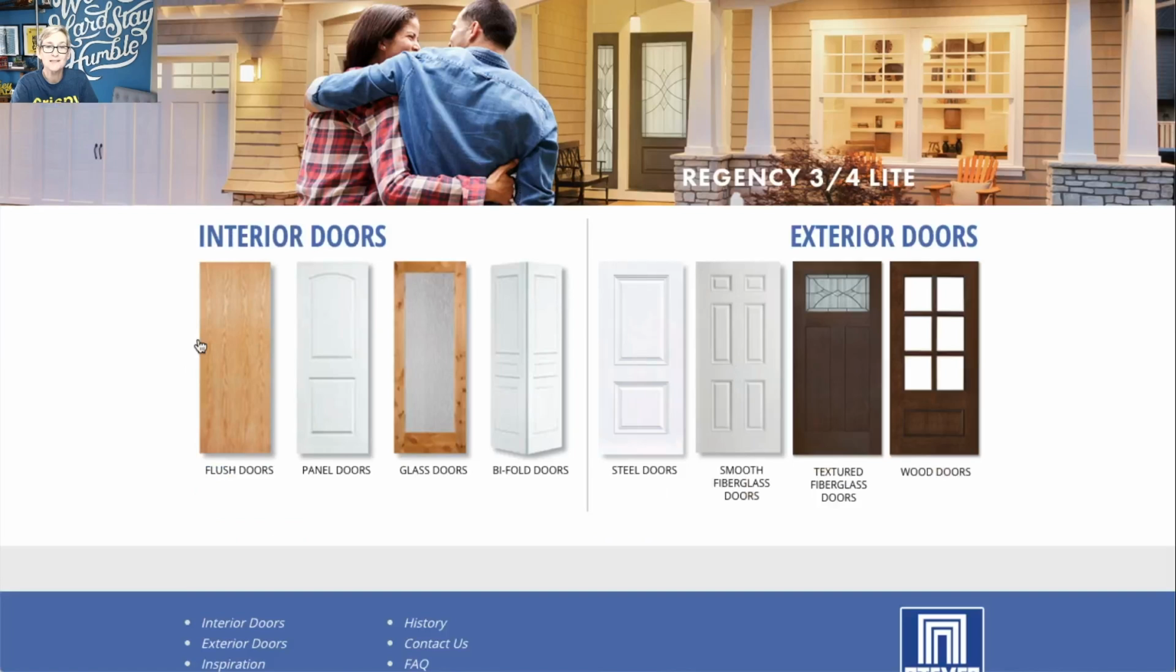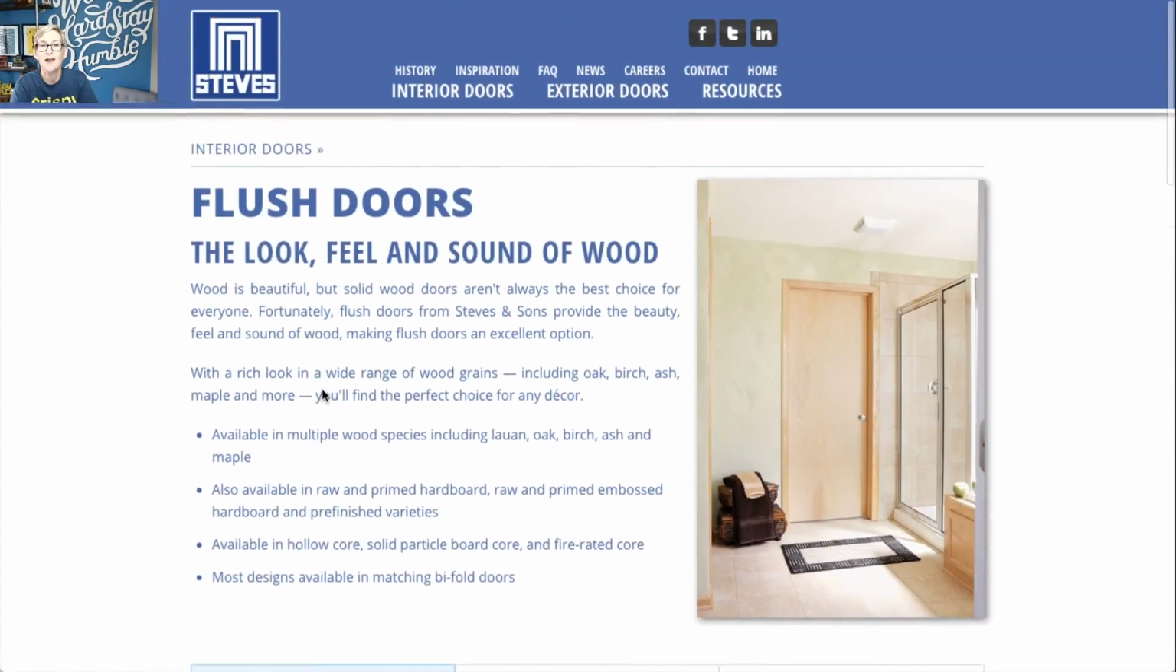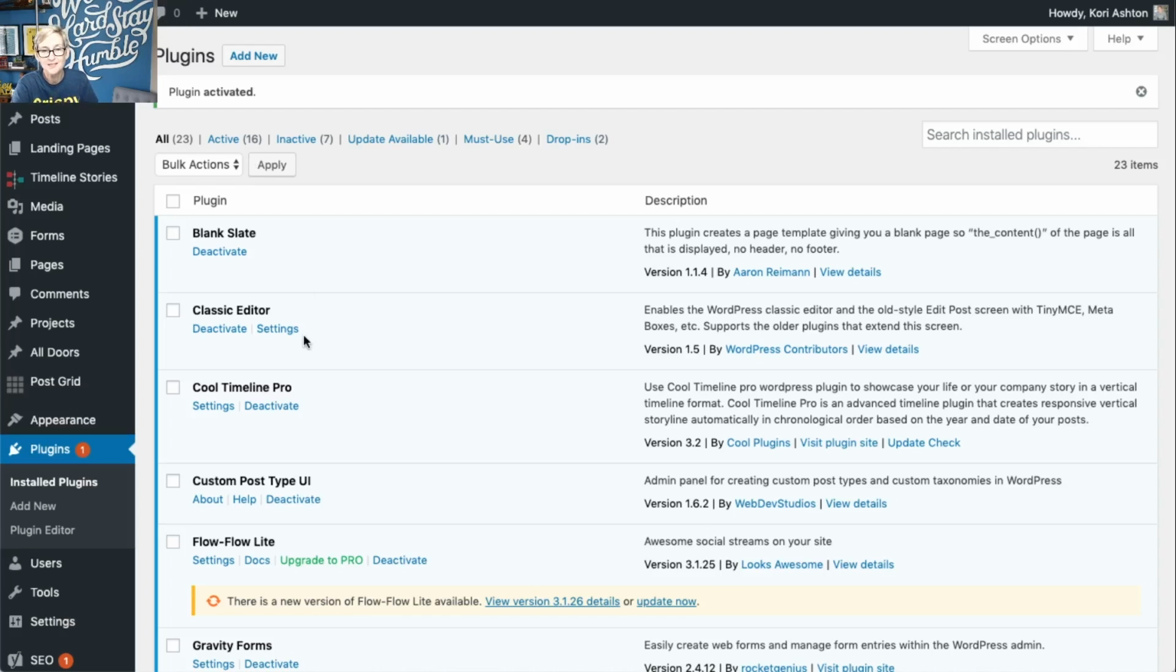So let's say they wanted to have these categories called interior doors and exterior doors. They wanted to have individual products inside this catalog: flush doors, panel doors, whatever they want to have inside of here. How would we do that? How would we accomplish that without using something like a WooCommerce solution? Because all we want to do is just have a catalog and display them really cool. We would use this plugin.